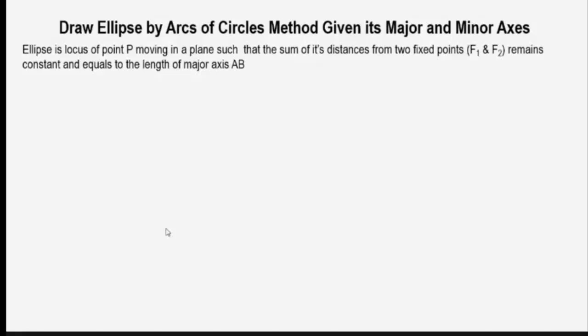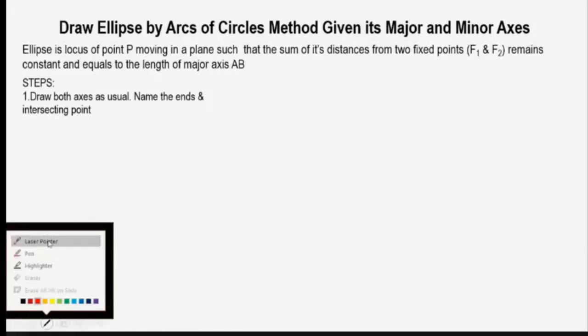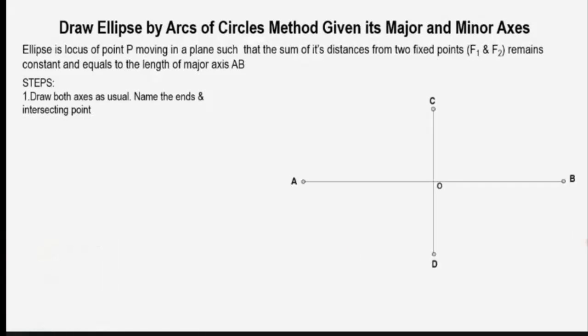So for this method, we will be using this definition of ellipse. We start with drawing both the axes as usual and name the endpoints like this. Taking AO or BO as the distance, that is half the major axis, and C as center, draw two arcs. So we will be able to locate the two foci points F1 and F2.